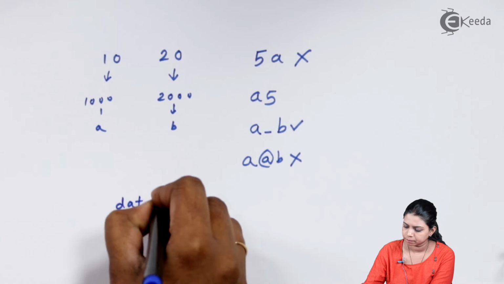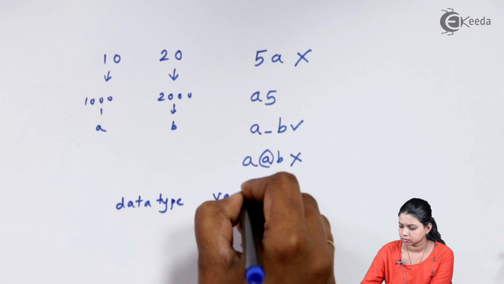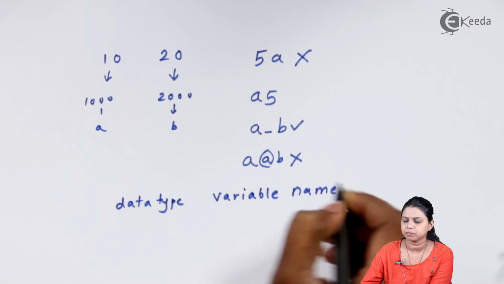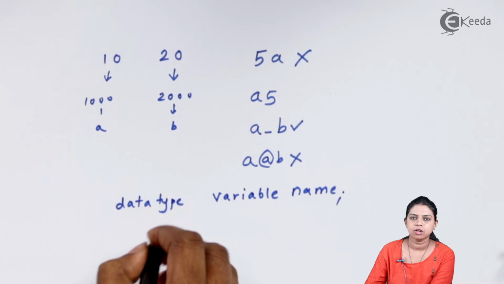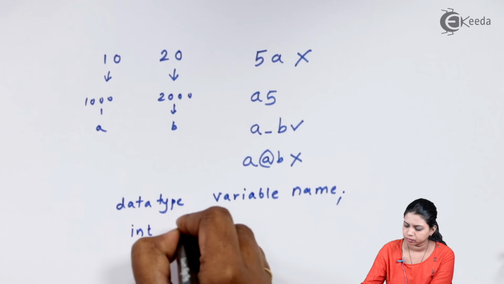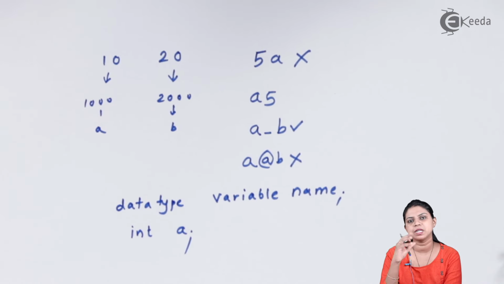Data type, space, variable name, semicolon. As of now we are familiar only with the integer data type, so I will write here int a semicolon. So here I have created a variable a whose data type is integer. In the variable a, basically you can put numbers, and those numbers are without decimal point. So this was all about the variable.